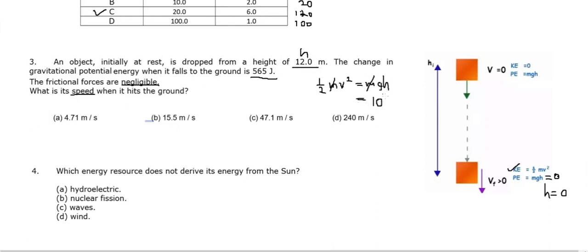This is 10, which you consider for g, multiplied by the height 12, equal to half into v squared. There is no need for mass, as it is cancelled out here, and we can calculate v squared. You make v squared the subject, and then you make v the subject, and if you calculate the value, it comes close to 15.5 meters per second. So option B is the answer. You just have to make v the subject and calculate.